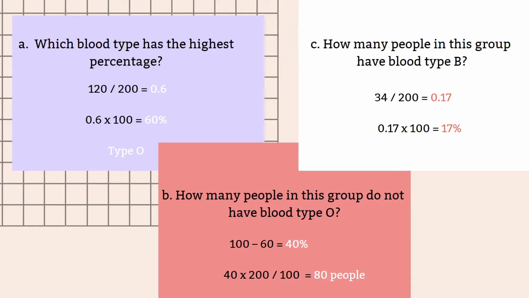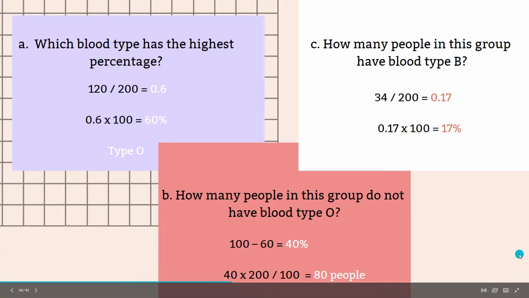Lastly, we have letter C. How many people in this group have blood type B? Just get the number of people of type B, which is 34, and divide it by 200 to get 0.17. And 0.17 will be multiplied by 100 to get 17%. And the answer is 17% of people in this group have blood type B.